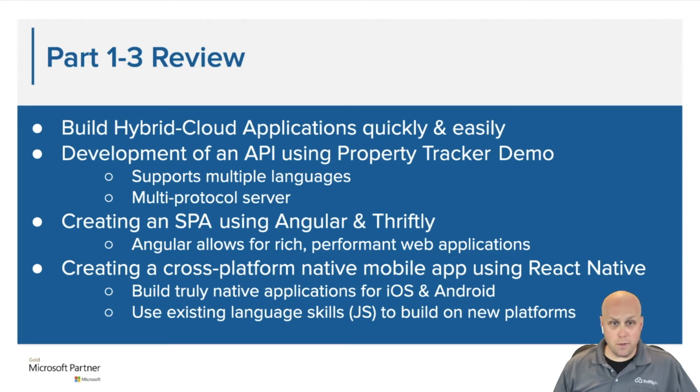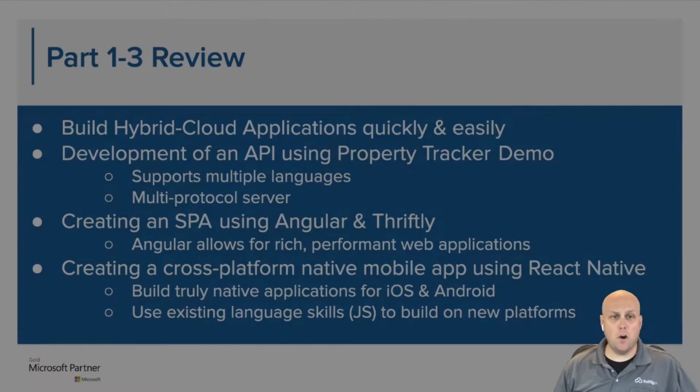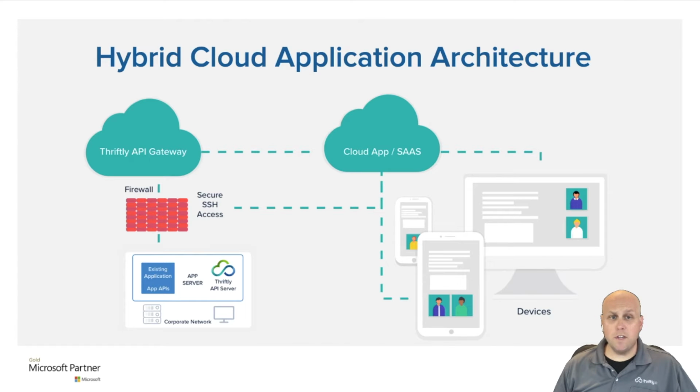In parts 2 and 3 of the series, we showed how to build a front-end client against your API using Angular and React Native. Throughout the series, we've talked about this idea of a hybrid cloud architecture. Here you see an illustration of that architecture.